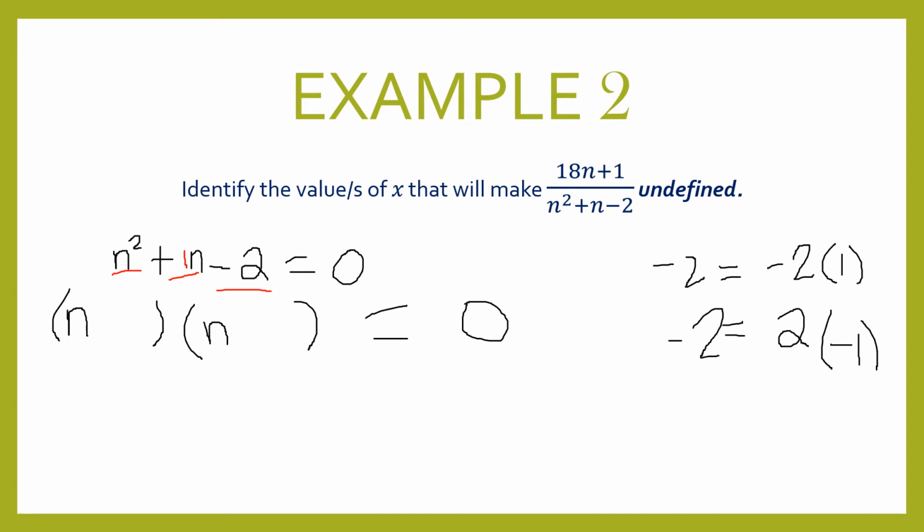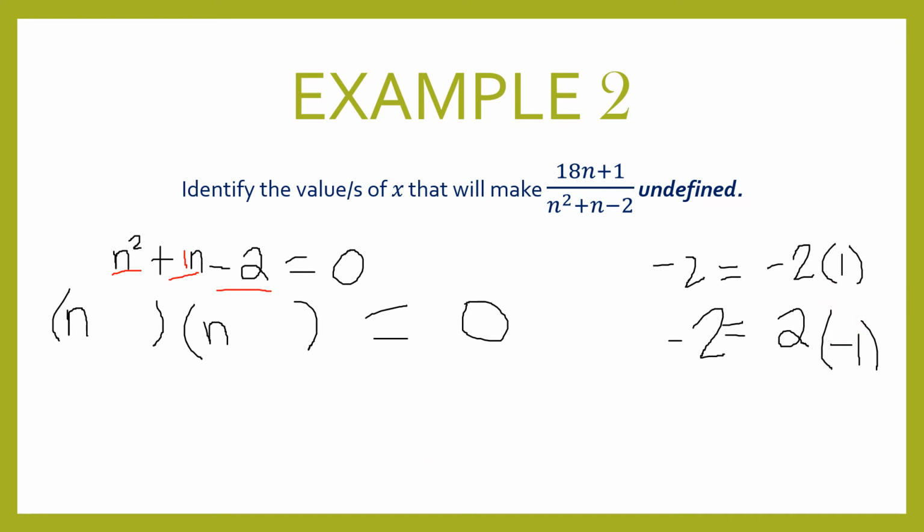But ang gagawin natin, ang kukunin natin, anong factor ni negative 2 na kung saan pag pinag-add natin, so anong factor niya kaya? Ito kaya or ito? Hanapin natin factor ni negative 2 na kung saan pag pinag-add natin ay ang lalabas ay positive 1. So, let us begin with negative 2 times 1. So, negative 2 plus positive 1. Pag-aadd lang natin yung factors. So, negative 2 plus positive 1, that is negative 1.